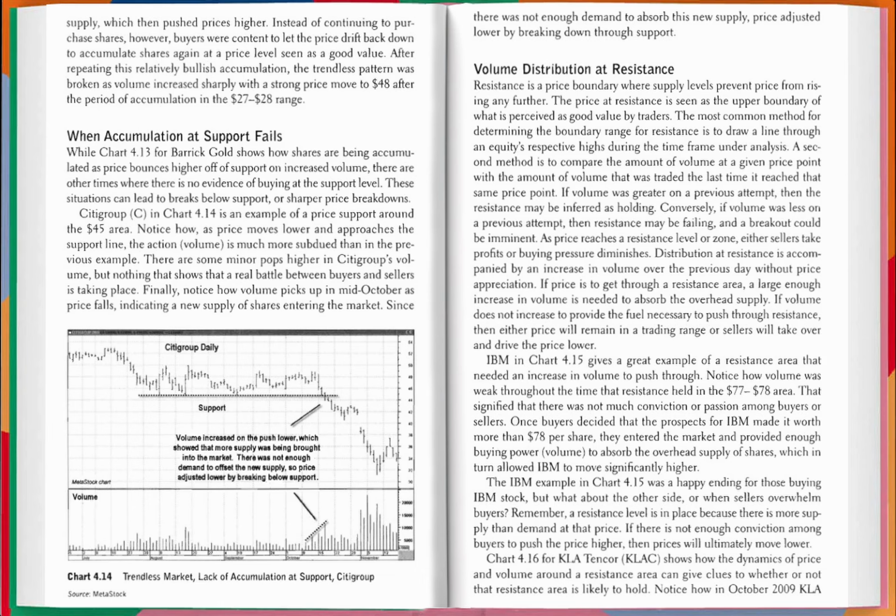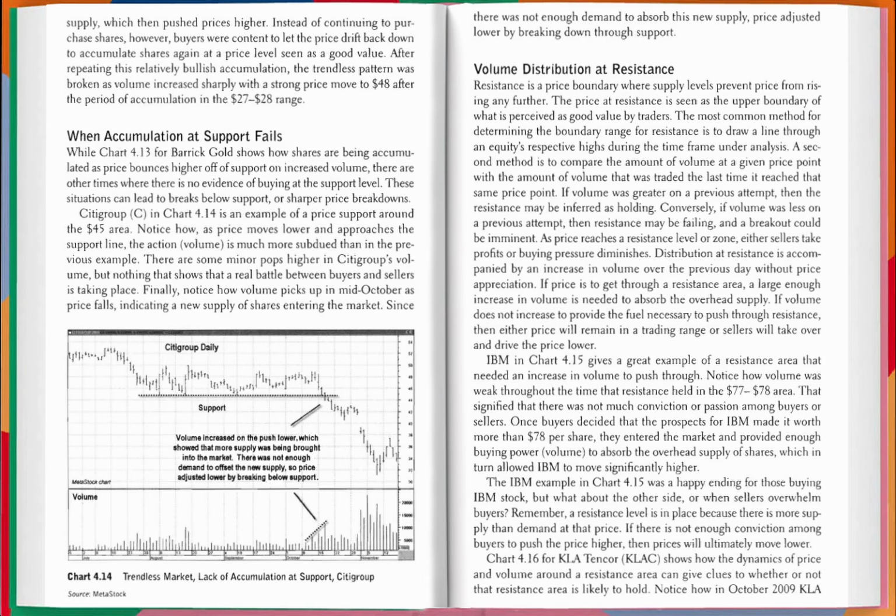Citigroup, C, in chart 4.14 is an example of a price support around the $45 area. Notice how, as price moves lower and approaches the support line, the volume is much more subdued than in the previous example. There are some minor pops higher in Citigroup's volume, but nothing that shows that a real battle between buyers and sellers is taking place. Finally, notice how volume picks up in mid-October as price falls, indicating a new supply of shares entering the market. Since there was not enough demand to absorb this new supply, price adjusted lower by breaking down through support.